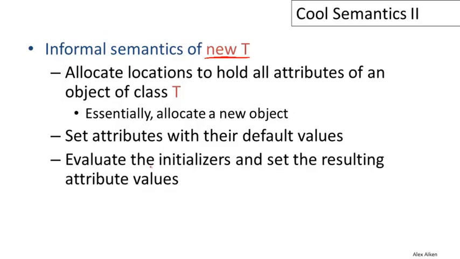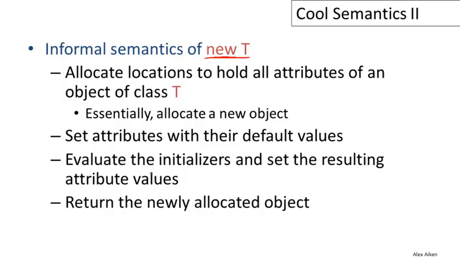And then we evaluate the initializers. Every attribute in the class declaration can have an initializing expression, and we're going to evaluate those and set the resulting attribute values. And then we return the newly allocated object. So these are the steps that are involved in setting up a new object. And as you can see, it's actually more than just allocating a little bit of memory. It's actually quite a bit of computation going on in allocating new objects in COOL.